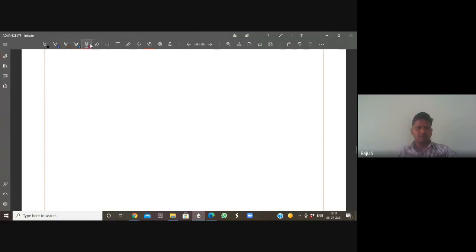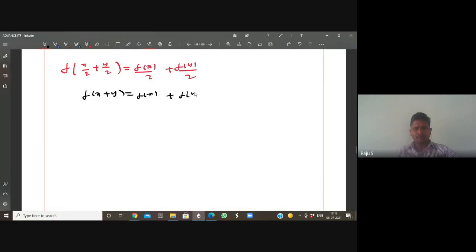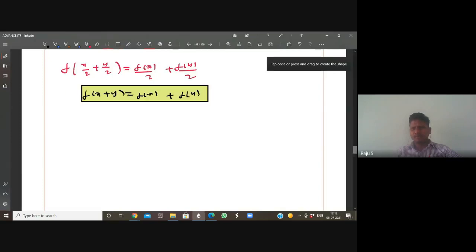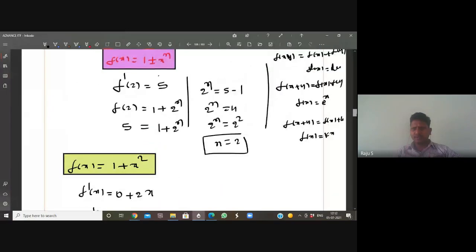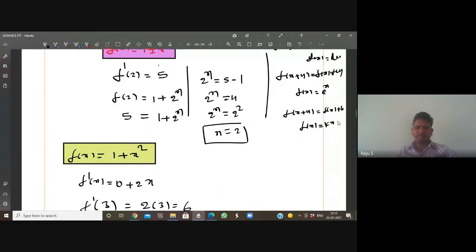Here, what is the condition they have given? F of (x by 2 plus y by 2) is equal to f of x by 2 plus f of y by 2. Nothing but it is in the form of f of x plus y is equal to f of x plus f of y, which is satisfied by f of x is equal to kx. Am I right, students? F of x is equal to kx, or kx plus c, px plus q, ax plus b, whatever way you can take.